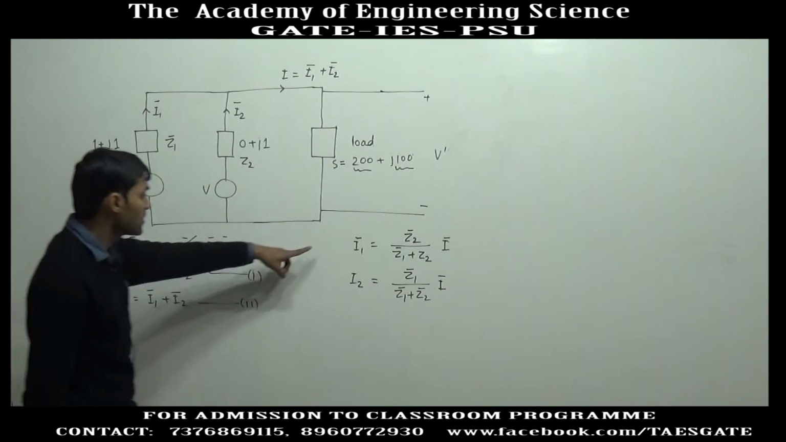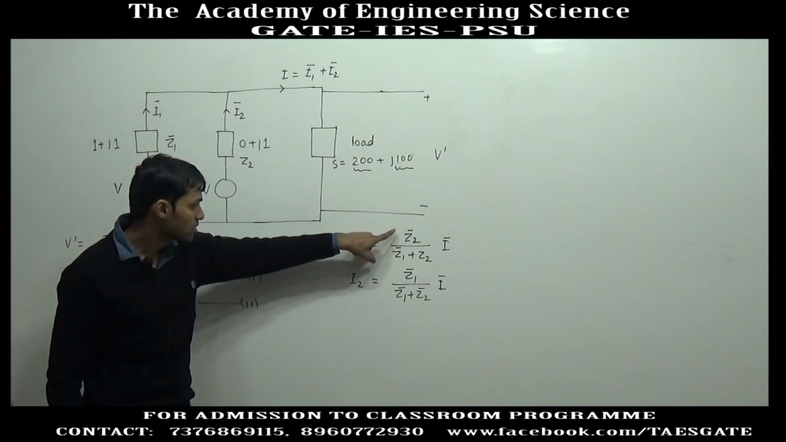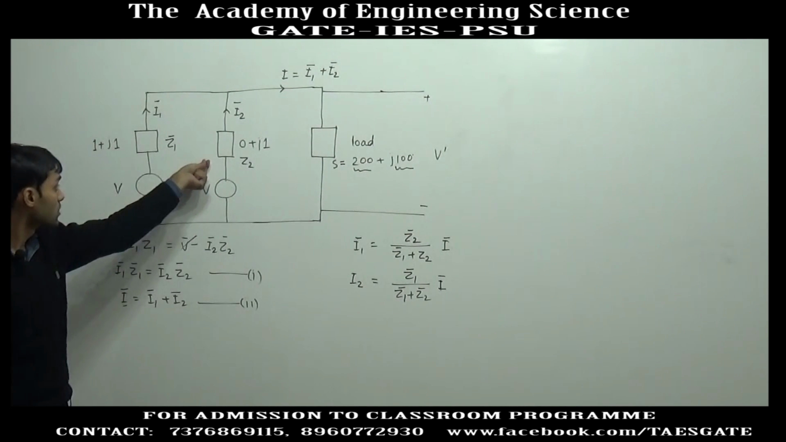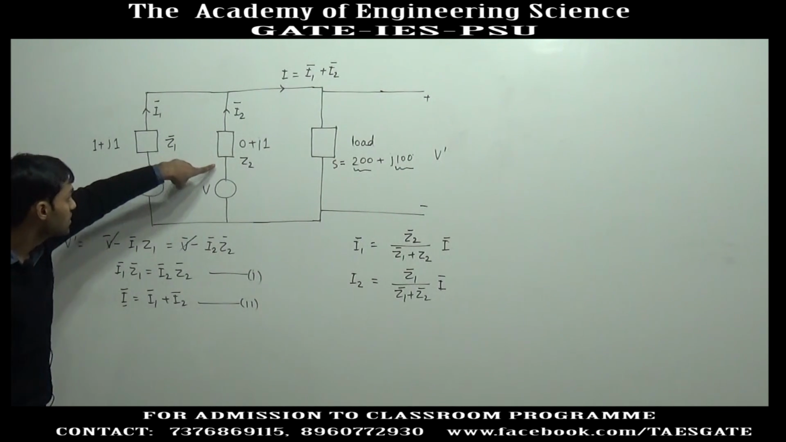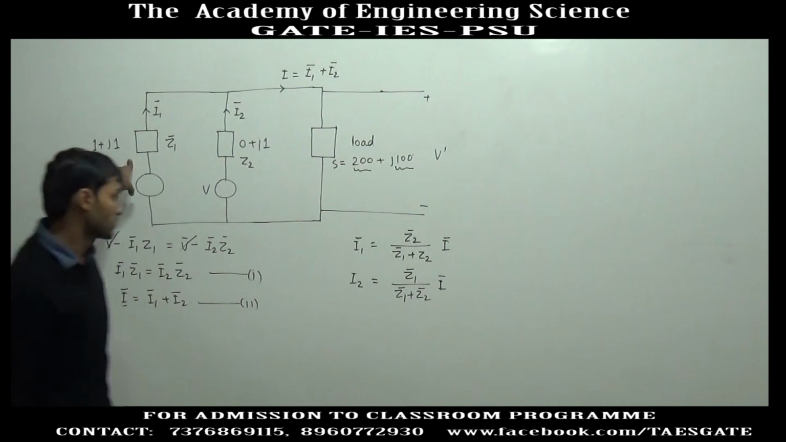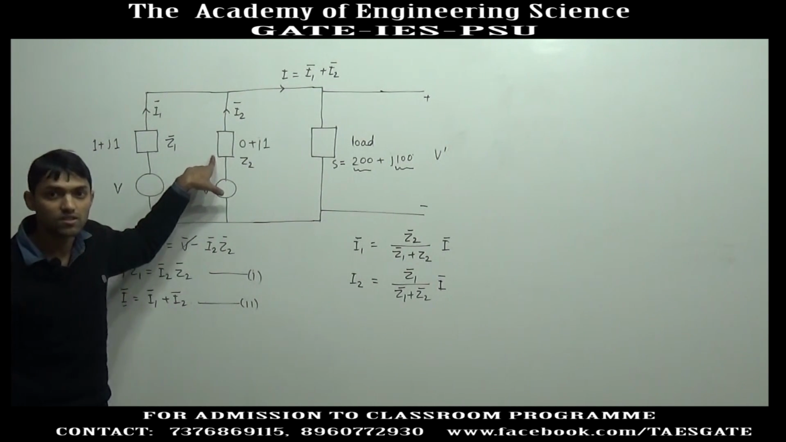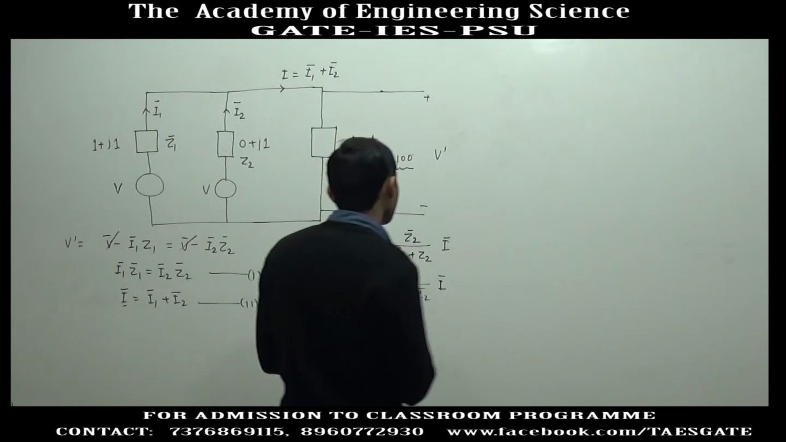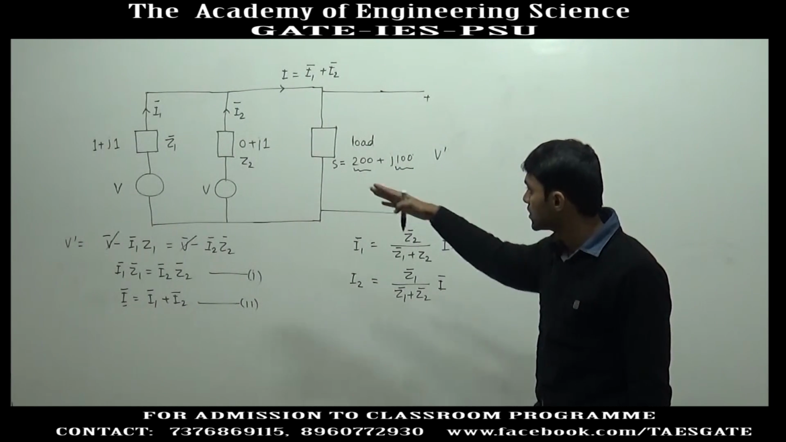From here we can observe that the current supplied by the first source is directly proportional to Z2. If the value of Z2, this impedance, is high, the current supplied by this source will be less and the current supplied by the other source will be high. So, if you want this generator to supply more current, its impedance should be low compared to the impedance of the second generator. Now, we have the expression of current supplied by both generators.